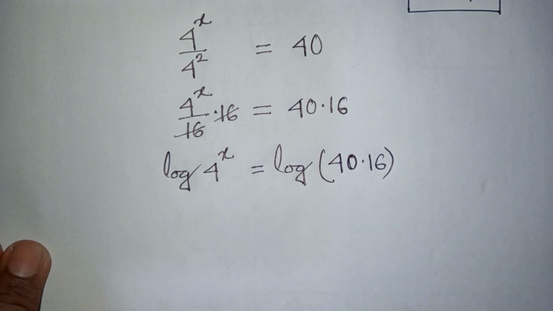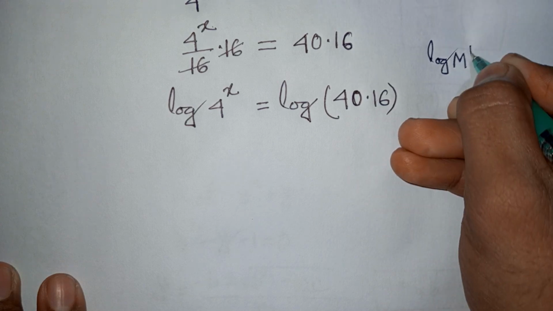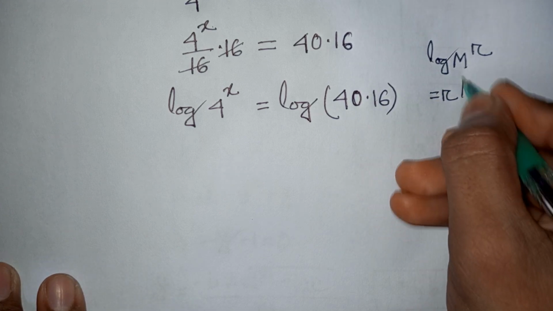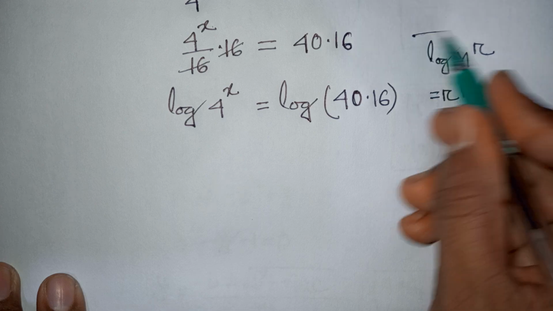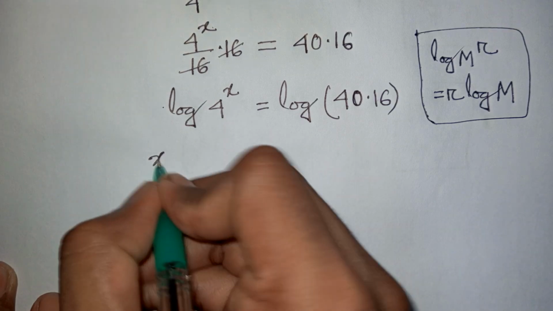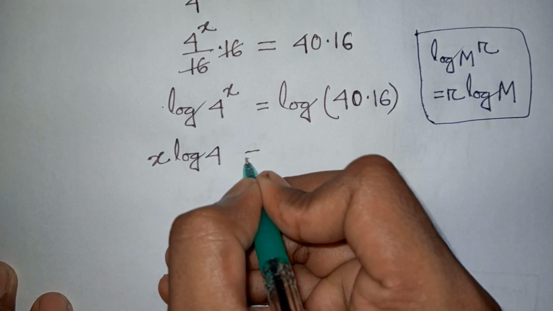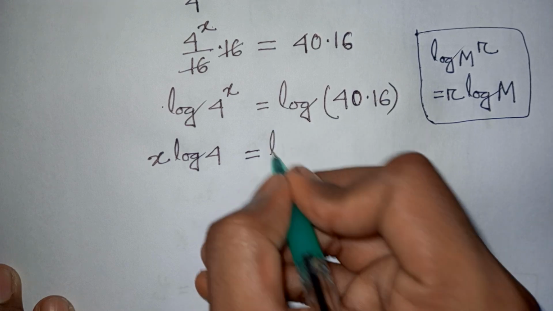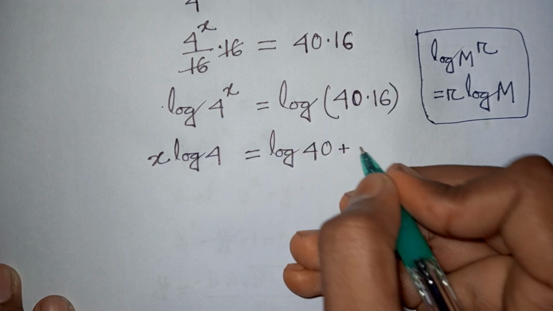Now here we apply the rule that log m power r is equal to r log m. This power r moves to the front. So this power x will move to the front. So it will be x log 4 is equal to log of 40 times 16, which is the same as log 40 plus log 16.